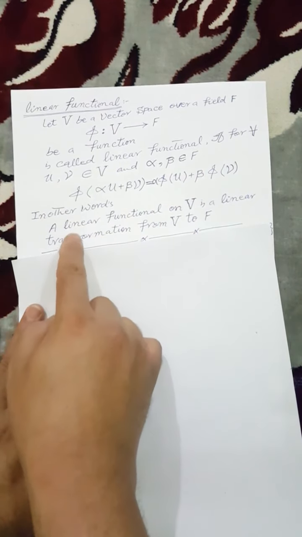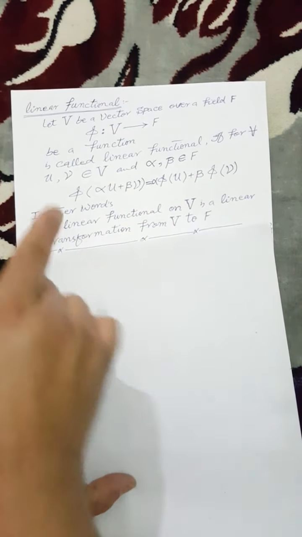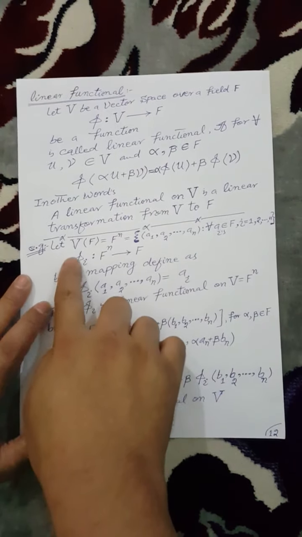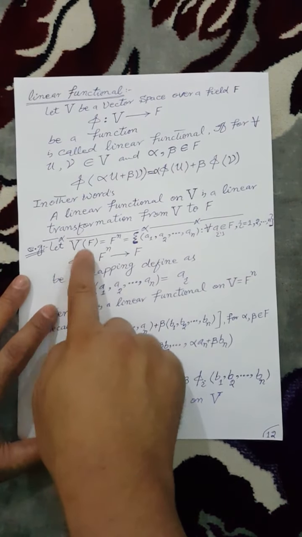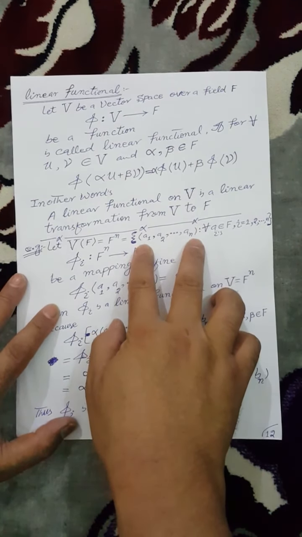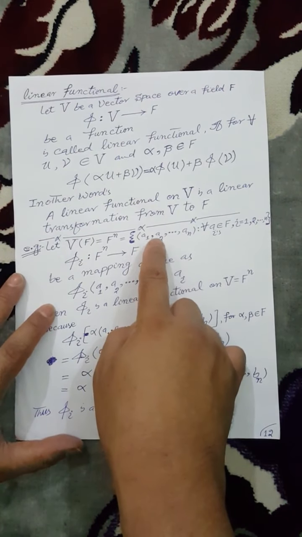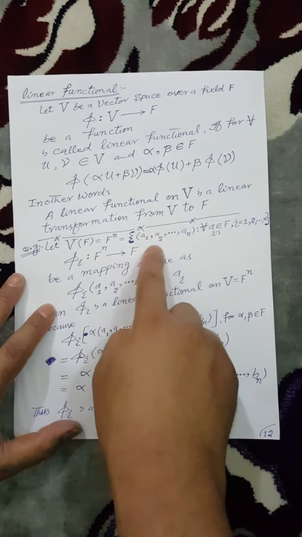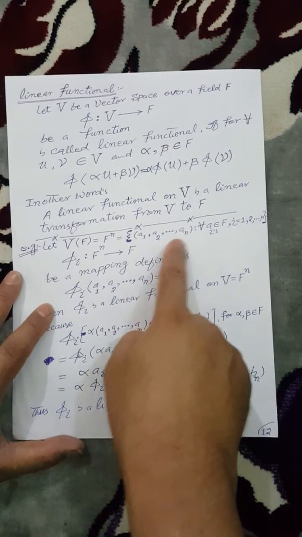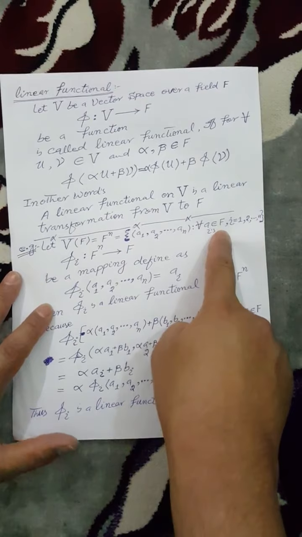In other words, a linear functional on the vector space V is a linear transformation from the vector space V to the field F. For example, consider the vector space V over the field F, whose elements are of the form of an n-tuple of elements of the field, such that a1, a2, up to an are the components of this vector. Each of a1, a2, up to an is an element of the field.